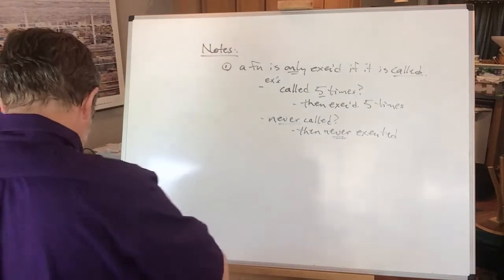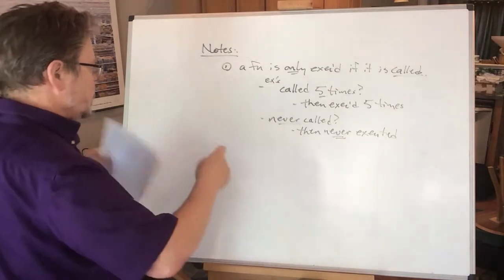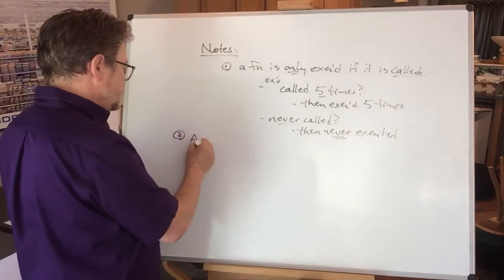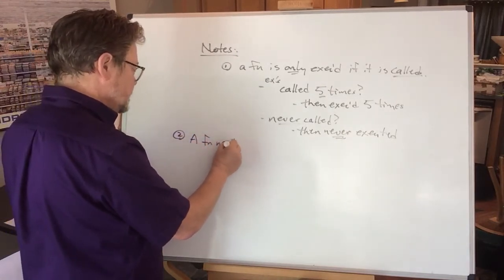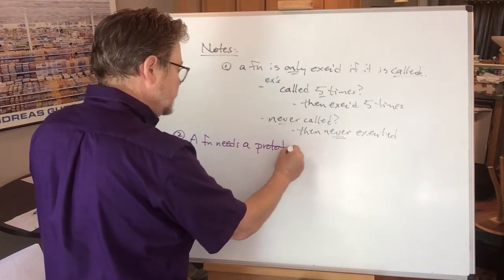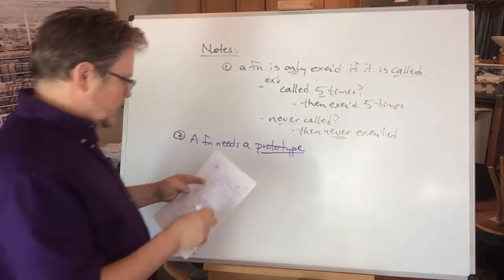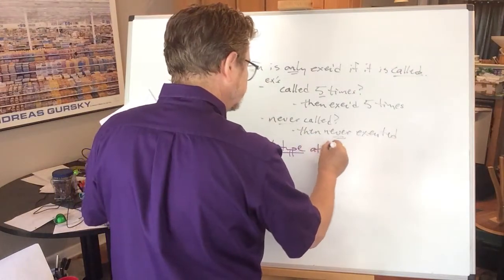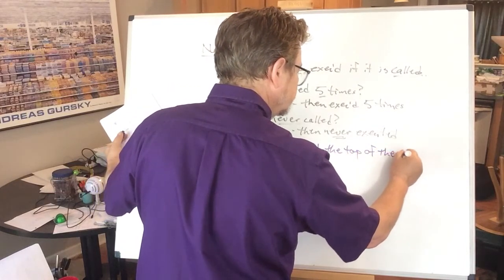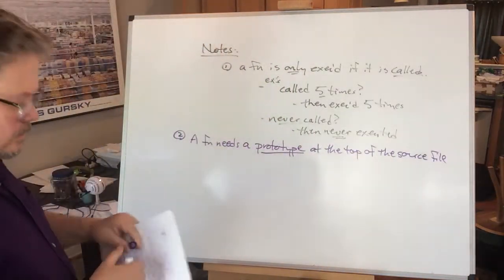I should have left more space, and I am going to get a juicier marker for note number 2, because this probably deserved to be more than just a note. 2. A function. This is a big one. A function needs what's called a prototype. P-R-O-T-O-T-Y-P-E. Scary sounding word, but it's actually pretty simple. A function needs a prototype at the top of the source file, and you'll recall the source file is what you type in, so that's just what it's saying. You've got to type this in at the top.